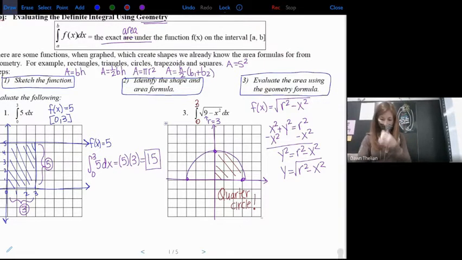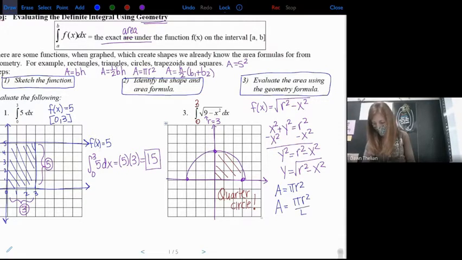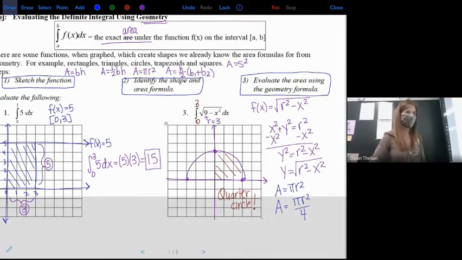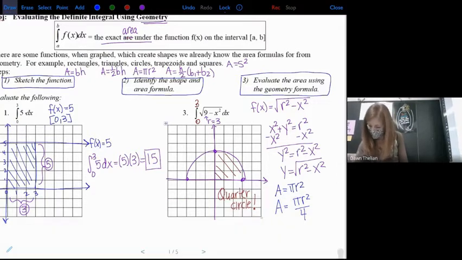So we know the area formula for a full circle. Area for a full circle is pi r squared. So then if we have a quarter circle, we're just going to do pi r squared divided by 4, or if you wanted to say times 1/4, either way. So since our radius is the 3, the area for this one is going to be pi times 3 squared divided by 4, or a final answer of 9 pi over 4.